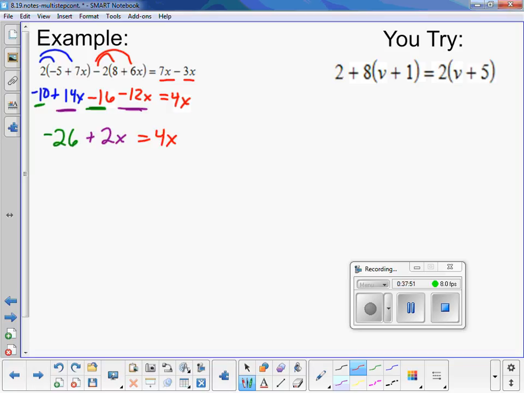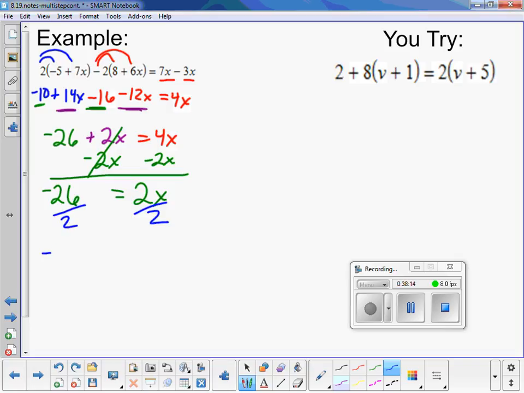But I still notice that I have two different variable terms, and they're on opposite sides of the equal sign. So I want to move the smaller of the two to the other. Well, what's smaller, positive 4x or positive 2x? Positive 2x. So I move it as a negative. We do the opposite. So negative 26, this cancels, equals 2x. 2 times x, we know the opposite of multiplication is division, so negative 13 equals x. So that is what I think my answer is. Okay?